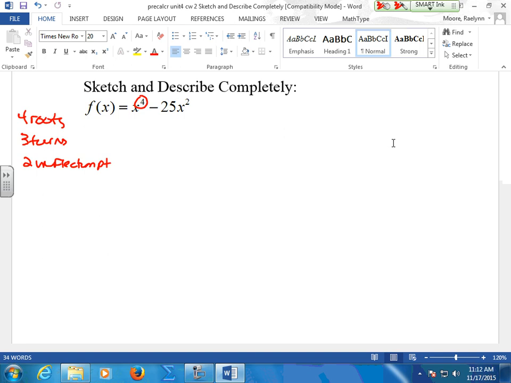Okay. Let's talk end behavior. Where should my ends go? Both up. Positive coefficient, even exponent, both up. Right up, left up.